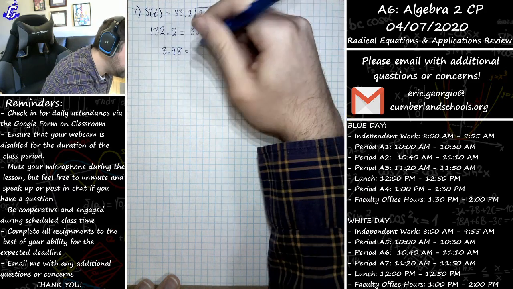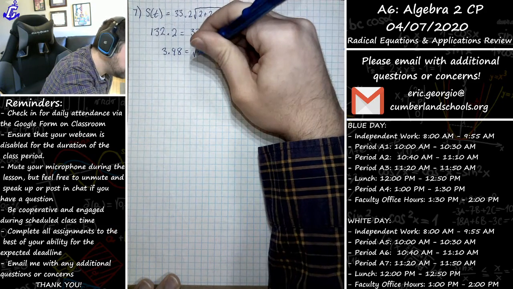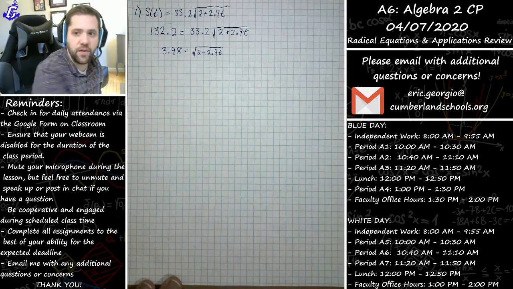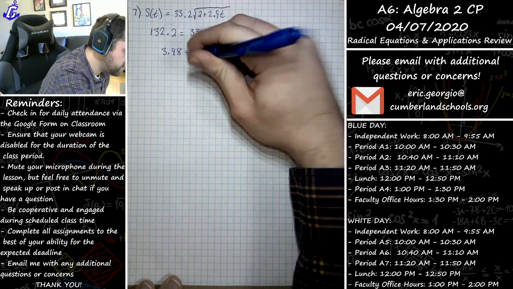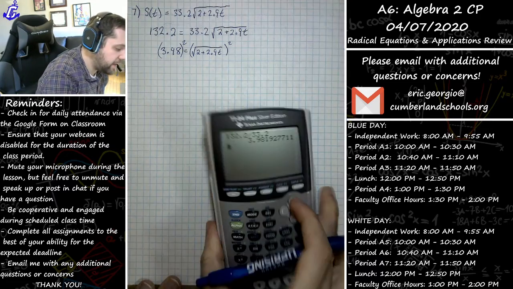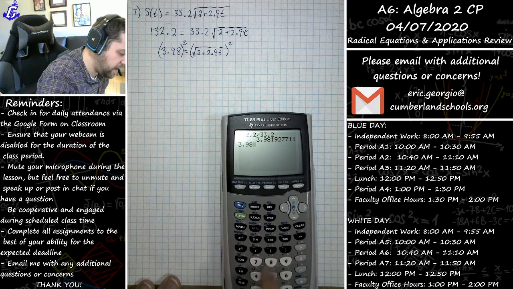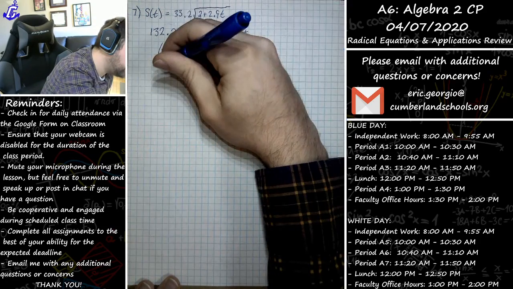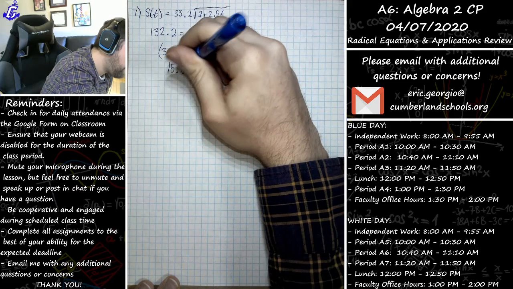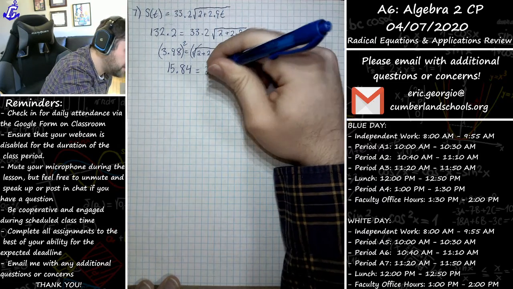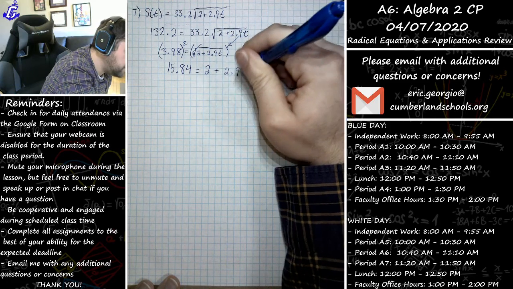And we'll say that that's equal to the square root of 2 plus 2.9t. We can now go ahead and square both sides of that to get rid of that big square root. Square both sides. I get on the left 3.98 squared is going to give me 15.84. I'll round that to 2 decimal places. And we'll say that that's equal to the square root and square go away. We got 2 plus 2.9t.